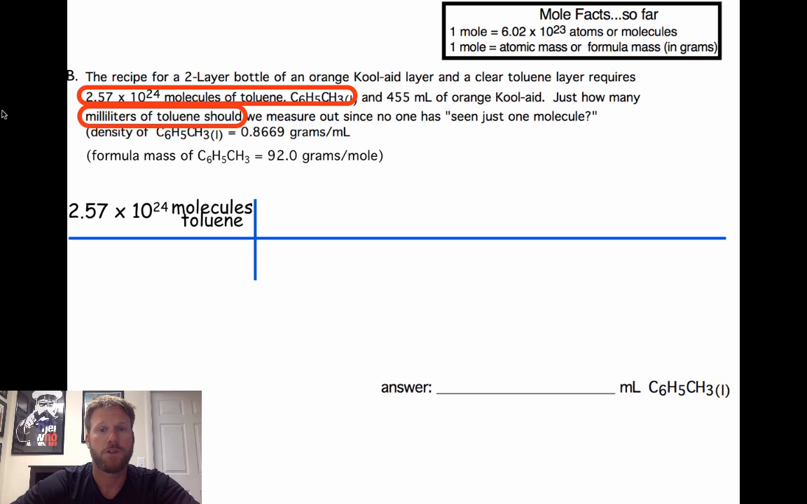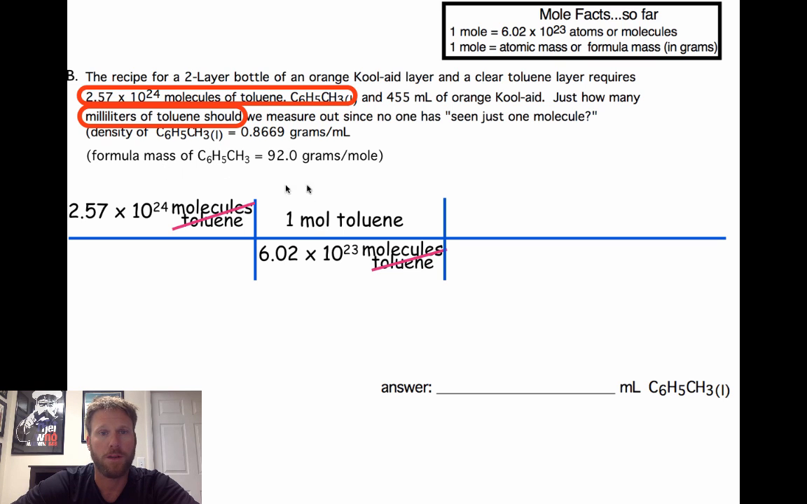So we're going to have to use our mole facts. First, we're going to have to convert from molecules to moles using Avogadro's number. We want the molecules to cancel, so 6.02 times 10 to the 23rd will go on the bottom, and 1 mole will go on the top. The molecules will then cancel. So then we're in moles, and we're trying to get to milliliters. So next we'll have to use the formula mass to convert from moles to grams, and then the density to convert from grams to milliliters.